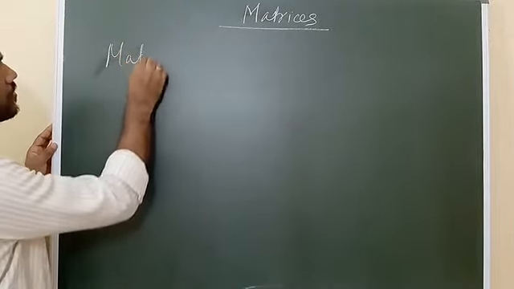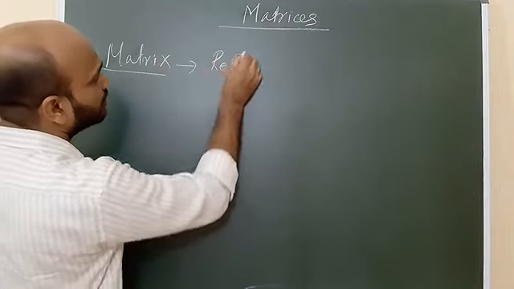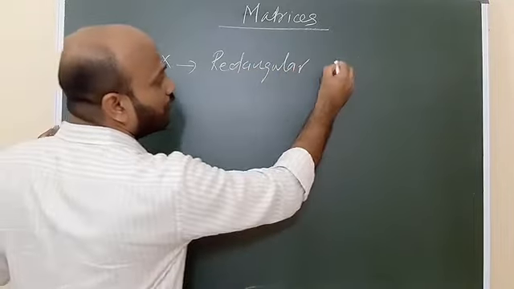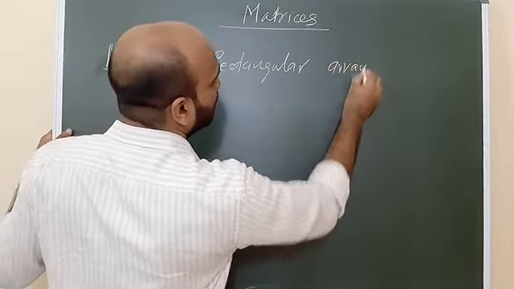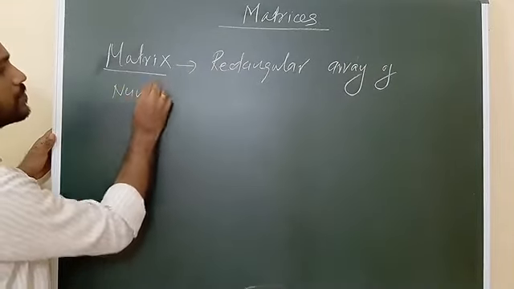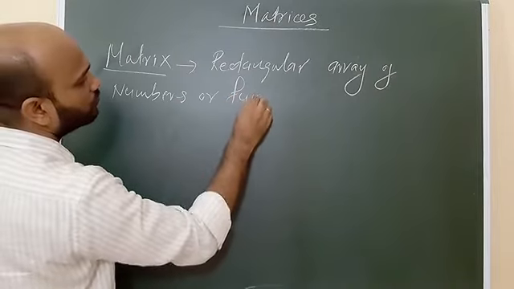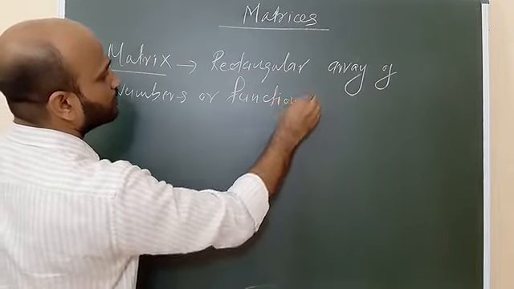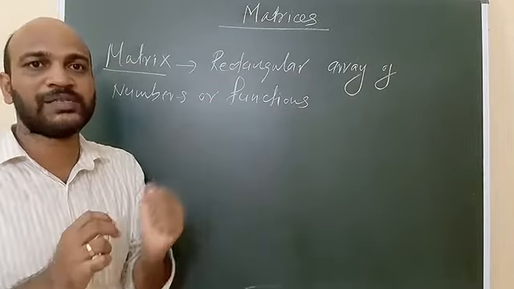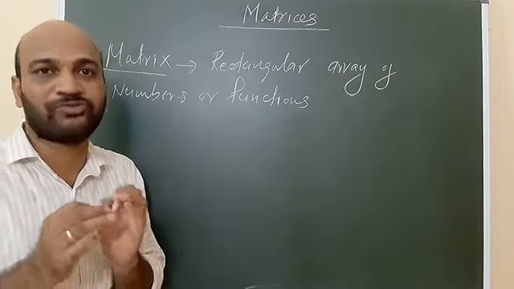Matrix. Matrix is a rectangular array of numbers or functions. Rectangular array of numbers or functions means arrangement of numbers or variables in a rectangular form.